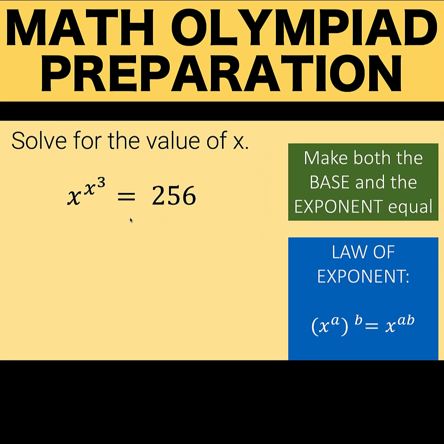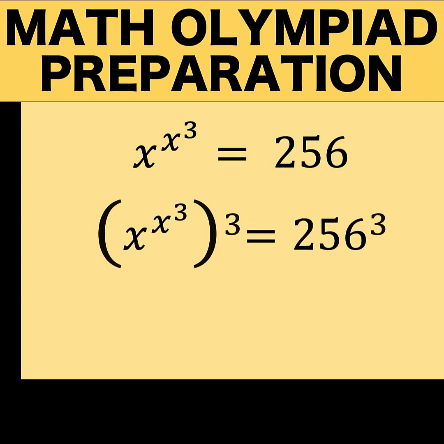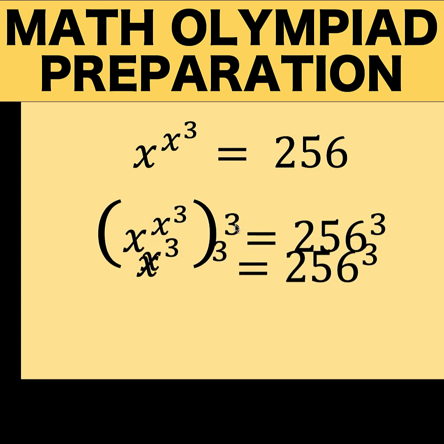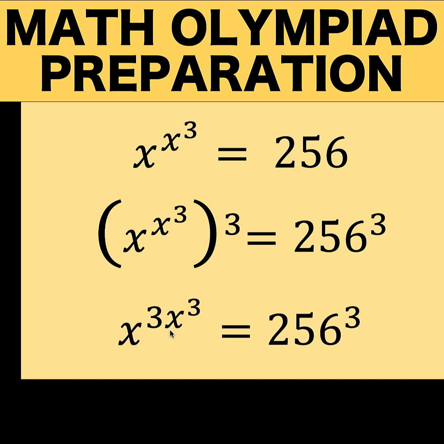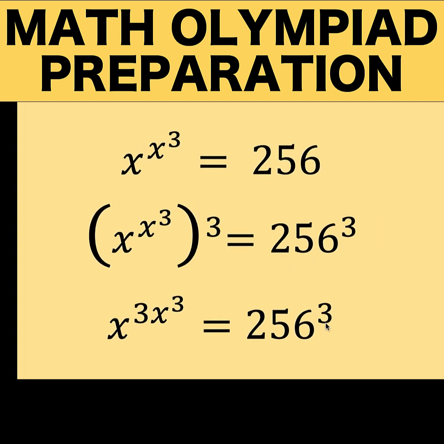So how can we implement the strategy? Remember, we want to make the base and the exponent equal. Since we already have here an exponent 3, then let's raise the left and the right side of this equation to exponent 3. And this is the result. Then applying this law of exponent, we can now multiply the exponent x cubed and this exponent 3 to arrive at this result. Notice now that x cubed times 3 is equal to 3x cubed, and then we just copy 256 cubed.